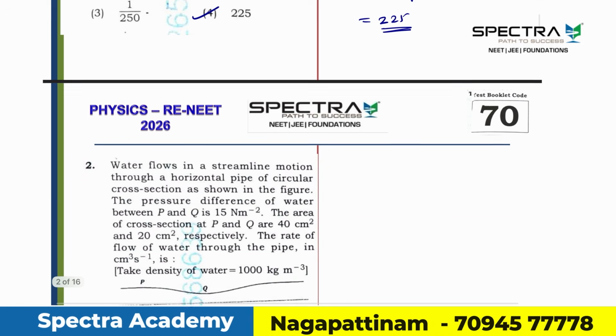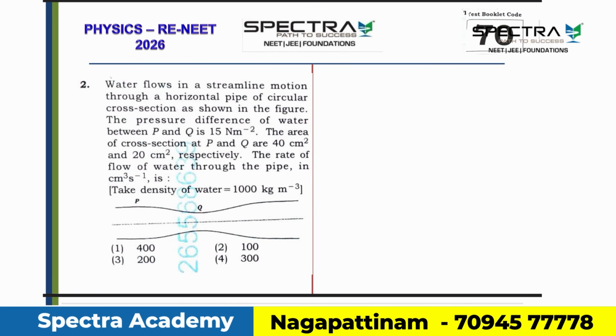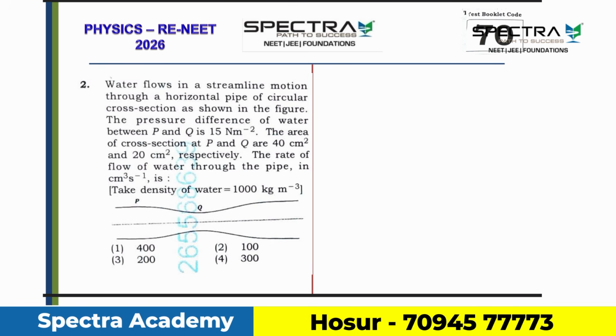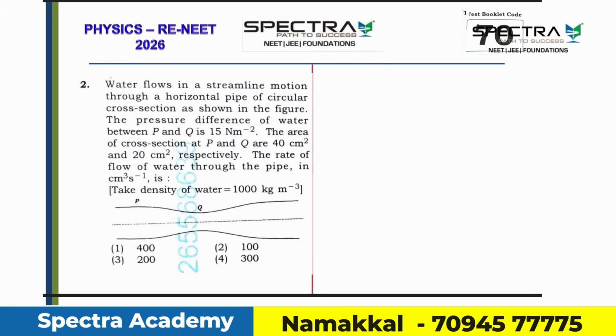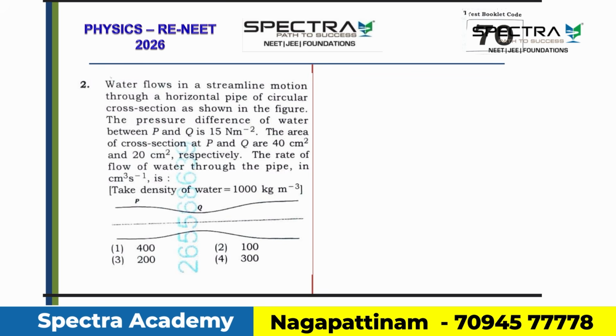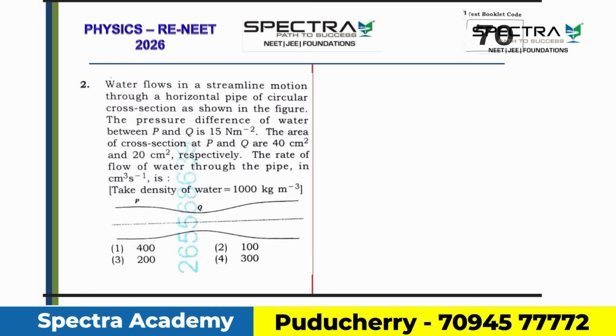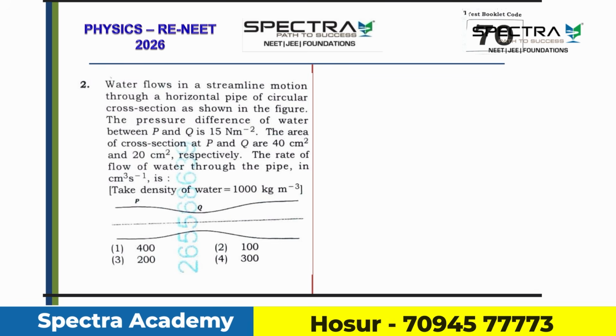Second question: water flows in a streamline motion through a horizontal pipe of circular cross section as shown in the figure. The pressure difference of water between P and Q is 15 Newton per meter square. The areas of cross section of P and Q are 40 centimeter square and 20 centimeter square respectively. The rate of flow of water through the pipe in centimeter cube per second is, take density of water as 1000 kilogram per meter cube. So we have to apply the equation of continuity and Bernoulli's principle together to do this question.